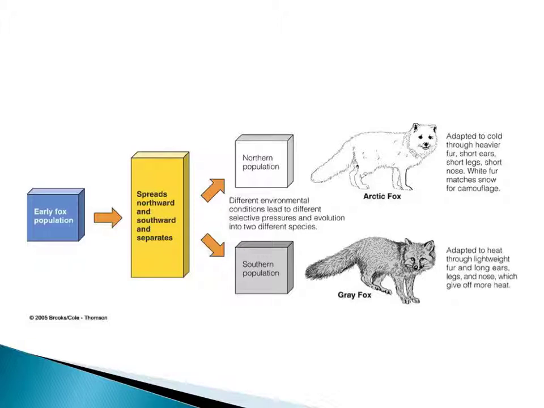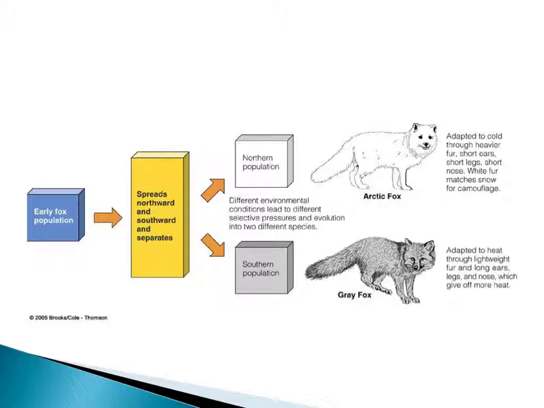We know that at one time there was an early fox population. Some of the fox population went north, some went south. They went their separate ways. The northern population adapted to the cold through heavier fur, short ears, short legs, short nose, and white fur that matches the snow for camouflage. This is natural selection, where the Arctic fox that had the white color gene for fur survived because it blended in with its environment, and then it reproduced over millions of years.